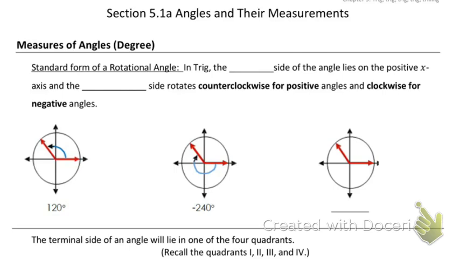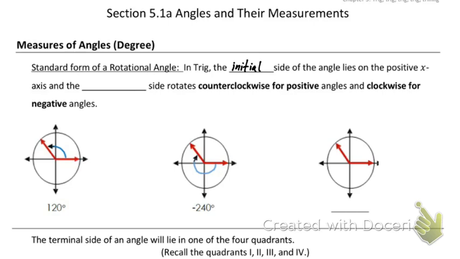So, measures of angles. We're going to start with degrees. We'll make it a little more complicated, and then tomorrow we'll talk about radians, which are kind of a different measure of it. But standard form of a rotational angle. In trig, the initial side of the angle lies on the positive x-axis. So this right here is the initial side of my angle. It's kind of like our starting off point. And the other one just rotates and stops at some point. It's like a spinner. So we start here, and we either go that way or we can go that way.